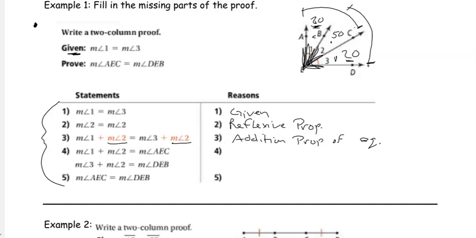Now, how do I know that 1 plus 2 is that angle and 3 plus 2 is that angle? This is not one we have talked about for a long time. What is the thing that says you can have a part of an angle and another part and it equals the whole? Part plus part equals whole. That is the angle addition postulate.